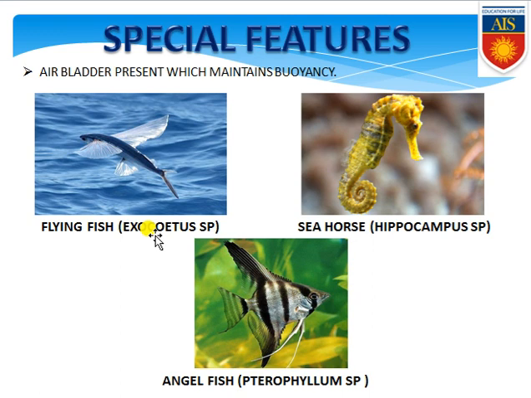Scientific name is Exocoetus sp. So this belongs to Osteichthyes because this is a bony fish. Seahorse, that is a marine animal, that is Hippocampus sp. That is also under this Osteichthyes.